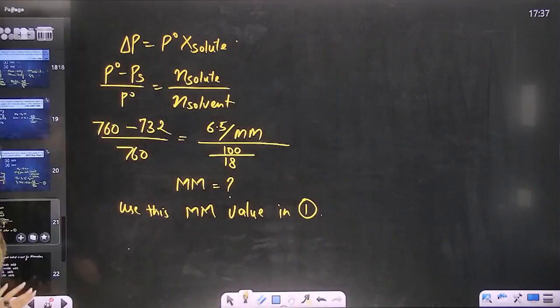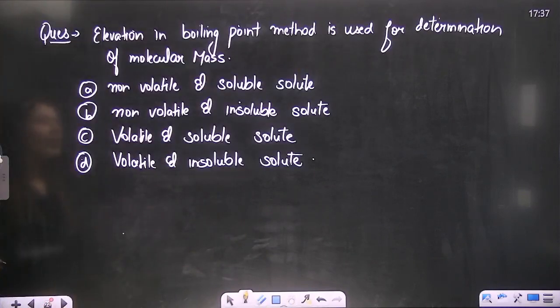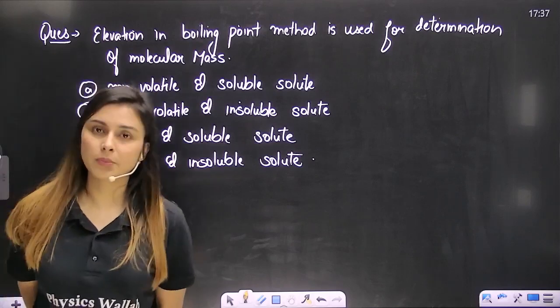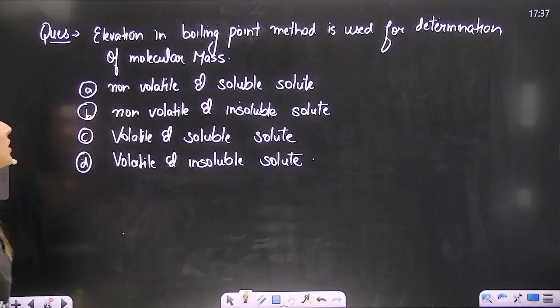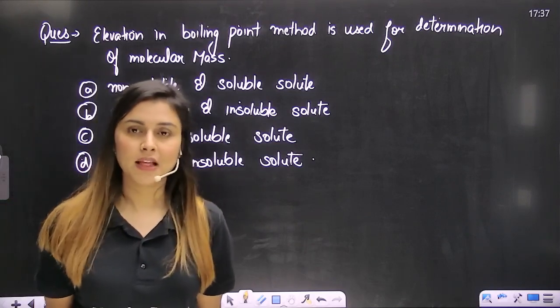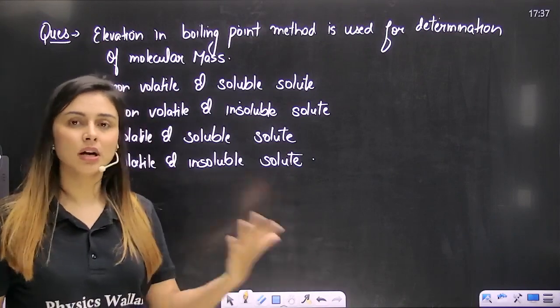Now let's move forward. Now you have another question. The question is, elevation in boiling point method is used for determination of molecular mass of what? Let's see. Can you solve this question or not? Pause the video and try the question yourself. I hope you tried this question. Now let's solve this question.